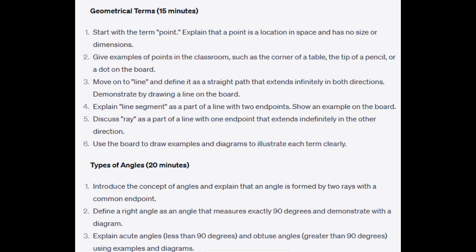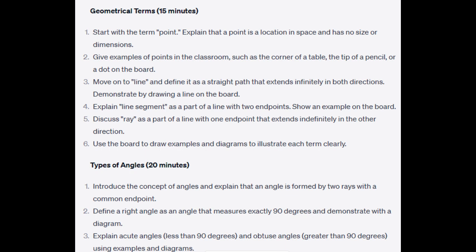Move on to line, and define it as a straight path that extends infinitely in both directions. Demonstrate by drawing a line on the board. Explain line segment as a part of a line with two endpoints. Show an example on the board.